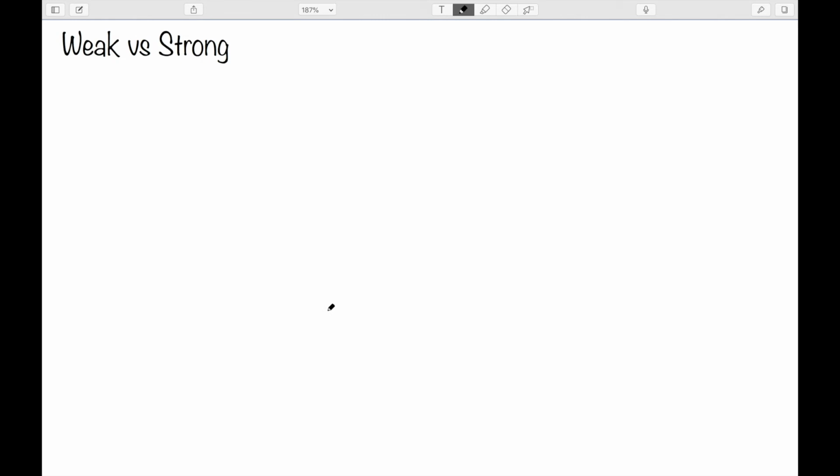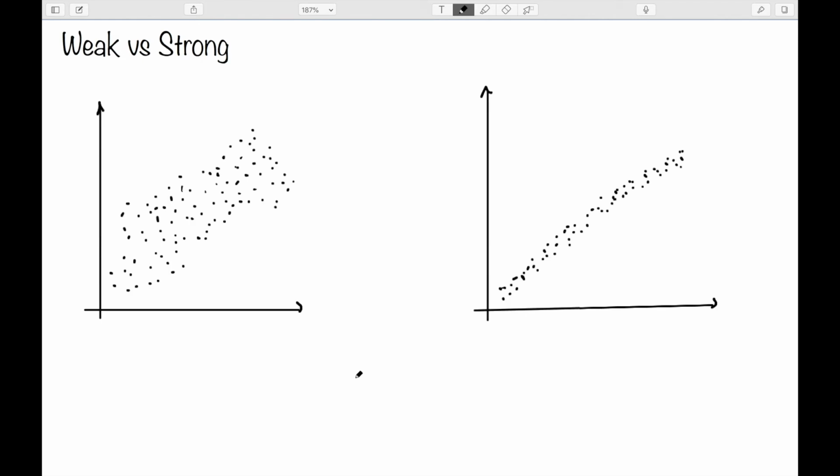So next I want to look at weak versus strong linear correlation. Here I have two scatter plots. The one on the left is going to represent a weak correlation, and the one on the right is going to be a strong correlation. In general, the weak versus strong tells me how close they are to an actual line. If I were to draw a line through the middle of this, or through the middle of this, how close are the points to the line? The closer the points are to the line, the more compact they are, the stronger of a correlation it is. The more spread out they are, the weaker correlation we have.